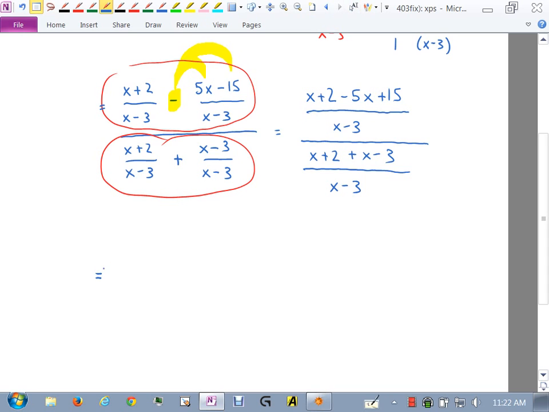I'll clean up the numerator on the top here. So x, let's take away 5x, negative 4x plus 17 over the common denominator, x minus 3, and then 2x minus 1 over x minus 3. And this is where you flip it, okay?